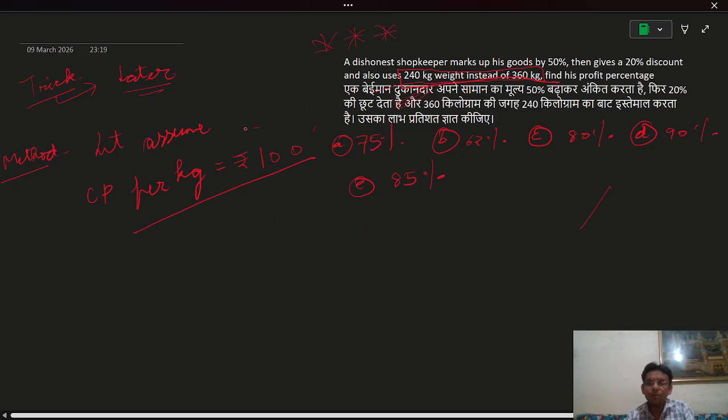A dishonest shopkeeper marks up his goods by 50%. Now he is marking up the CP; firstly the CP is 100, now after marking up it will become 150. Then he gives a 20% discount. Since it is 150, and he gives a 20% discount, it will become 120, and he also uses a 240 kg weight instead of 360 kg.